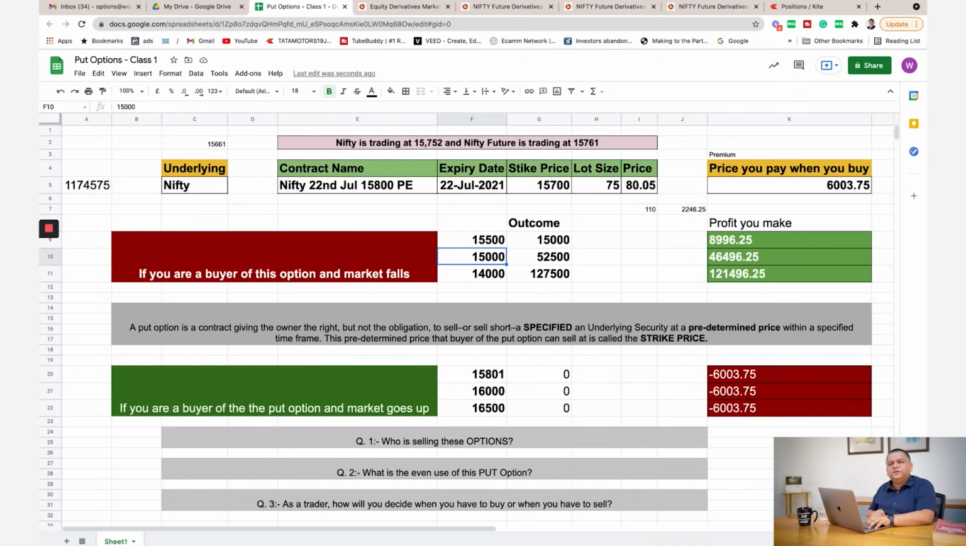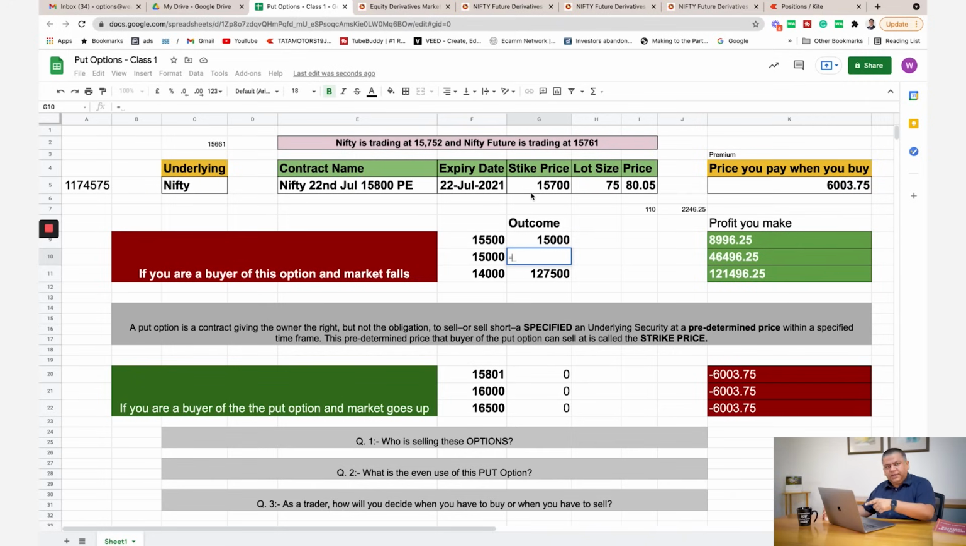If it would close at 15,000 at the time of expiry, at the closure of 22nd July trading day, well, again, 15,000 is the closing, or the market price. You got a right to sell at 15,700. Mind it, I'm repeating it again and again. The price of this glass is 10 rupees in market, but I got a right to sell you at 20 rupees and you got the obligation to buy it from me. I will certainly sell it to you at 20 rupees.